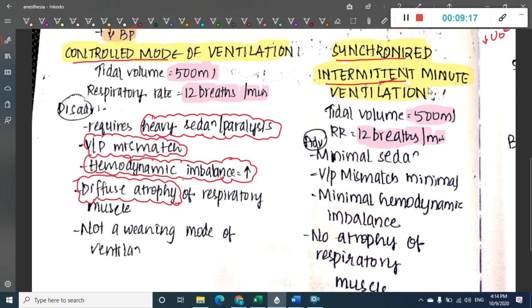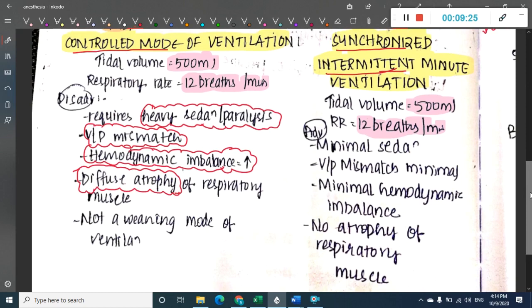If the patient can take the breath, then the machine does not give the tidal volume. But if the patient is not able to breathe due to any reason, during that time the machine will itself give the required breath. So even if he gives minimum effort, the machine will start giving the breaths.